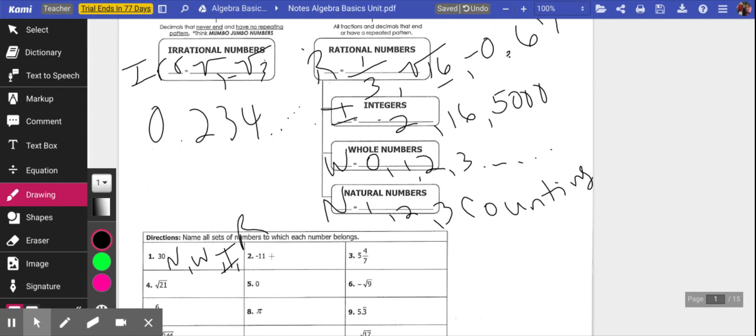Okay, -11. Is that a counting number? No. When you're counting objects, you're not going to be negative. Is it a whole number? No, because it's not on the positive side. So it starts as an integer because it is a negative number. It's not a whole number, but since it's an integer, then it's also rational.